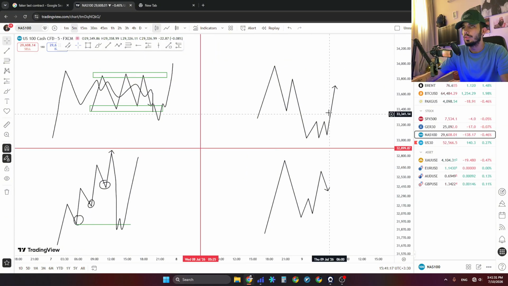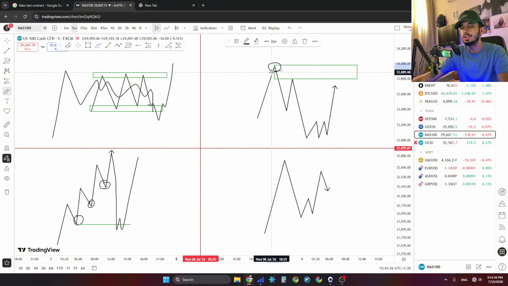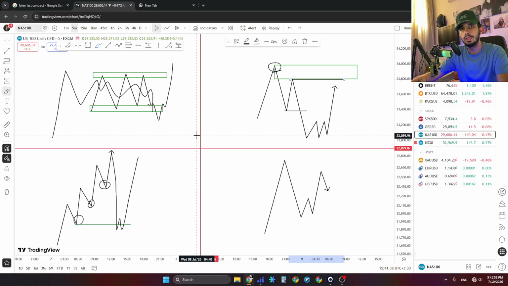Okay, what about this one? We have something that I call BB, or base box. Okay, why? For example, we gather liquidity from above and then a rejection, then a change of character, and then price just starts moving back up. And this high is going to be my entry point.